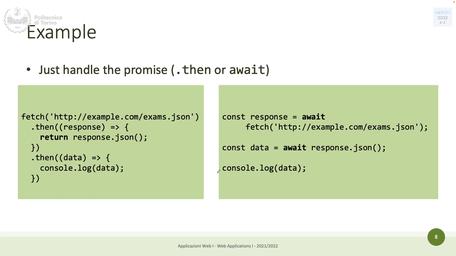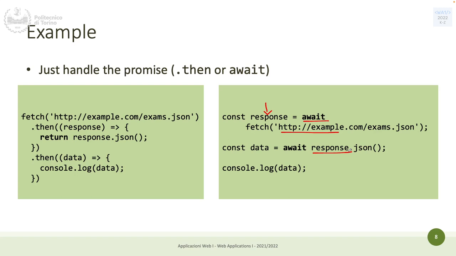So how it works and how it looks: here you have the two syntaxes, one with then and catch, and the other one with async await. But basically, since it returns a promise, you await fetch of the URL that you want to fetch from. In this case, it performs a GET to http://exam.json. When the promise is fulfilled, the result goes into the response object. And this response object is actually the entire HTTP response, not only the body, but the entire HTTP response. And from that, we can get the information that we want.